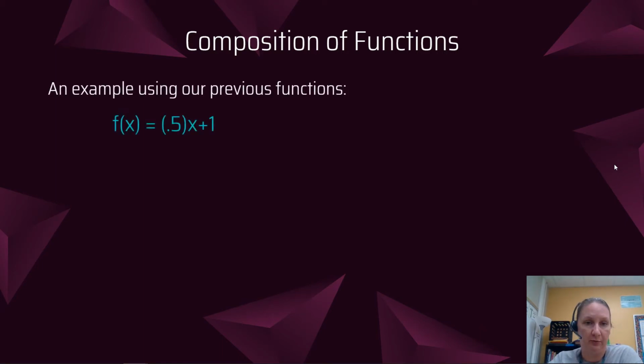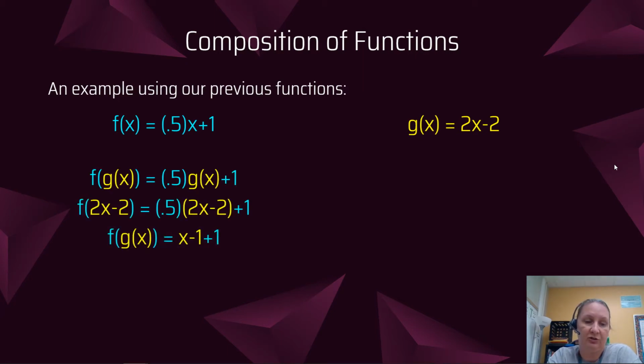An example using our previous functions, we have f of x is 0.5 times x plus 1, and g of x is 2 times x minus 2. So let's say we put g of x into where x is on our original function. That means take 2x minus 2 and replace the x in the f of x function. And then we solve down until we find out that f of g of x is equal to x.